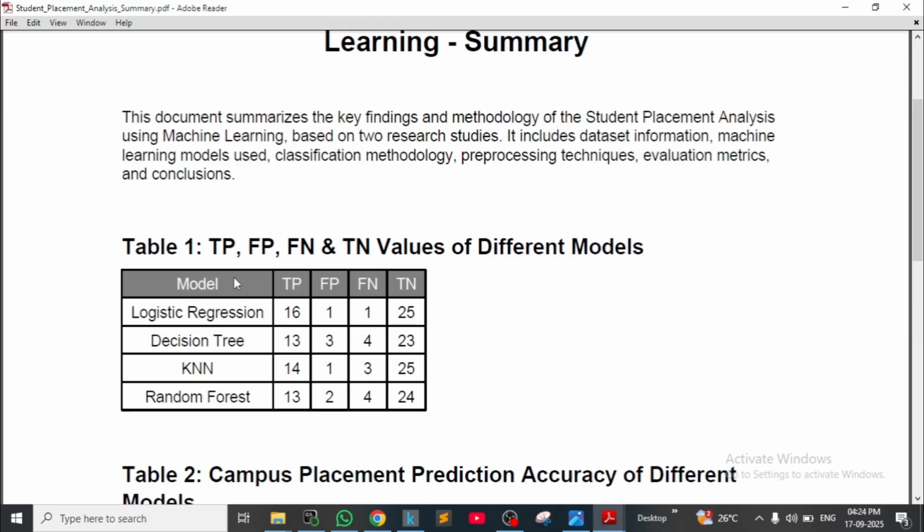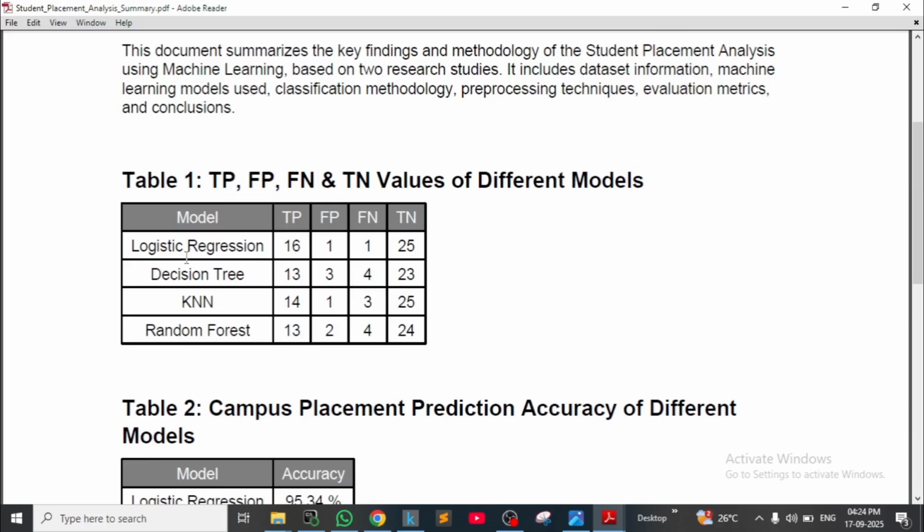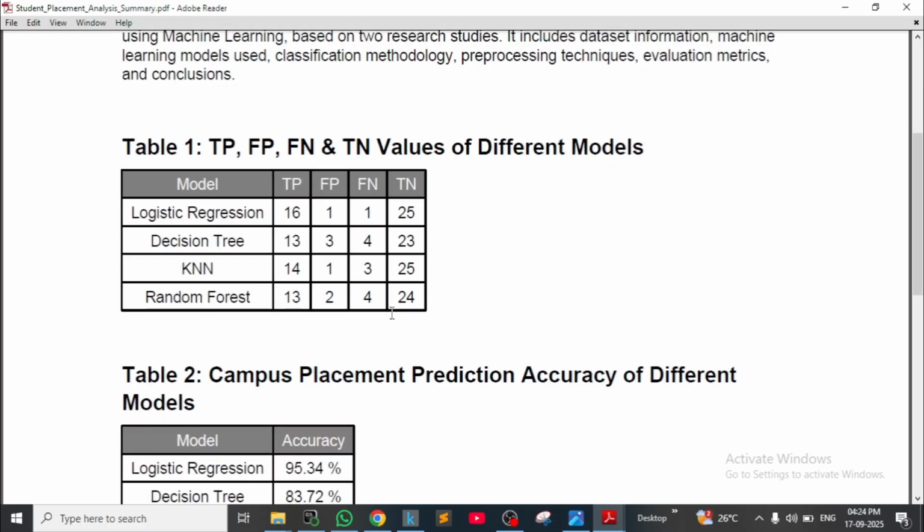Table 1. Table 1 gives TP, FP, FN, and TN values of different models. Like models, logistic regression, they got 16 for TP, 1 for FP, 1 for FN, and 25 for TN. Decision tree, 13 for TP, 3 for FP, 4 for FN, and 23 for TN. Now KNN, 14 for TP, 1 for FP, 3 for FN, and 25 for TN. Random forest, 13 for TP, 2 for FP, 4 for FN, and 24 for TN.